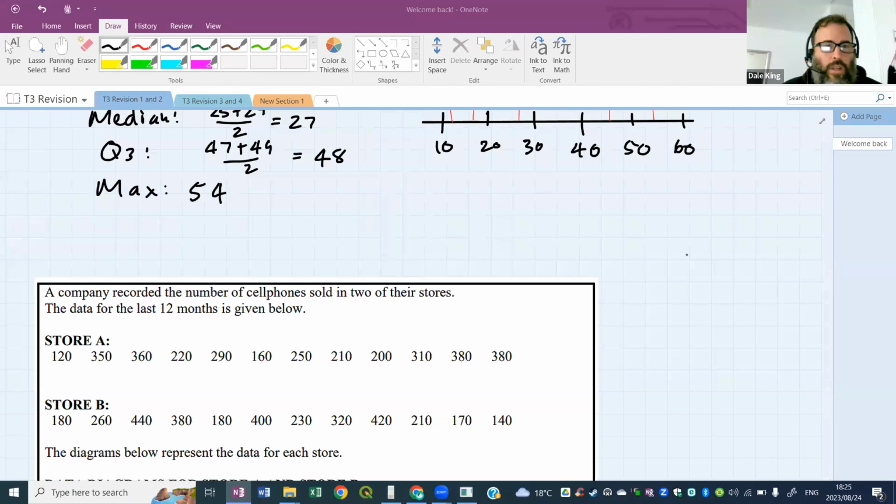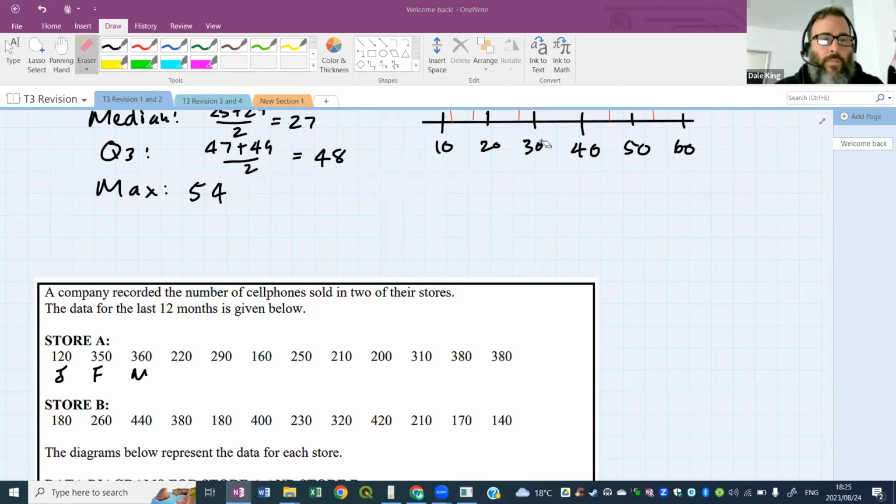A company recorded the number of cell phones sold in 2 of their stores. This is actual work that gets done. Data analysis on company sales. The data for the last 12 months is given below. There's store A, 12 months' worth of data. For example, this is January, February, March, etc. 120 cell phones in January, 350 in February, 360 in March, etc. 12 months for store A, 12 months of sales for store B. There it is. It's all there.